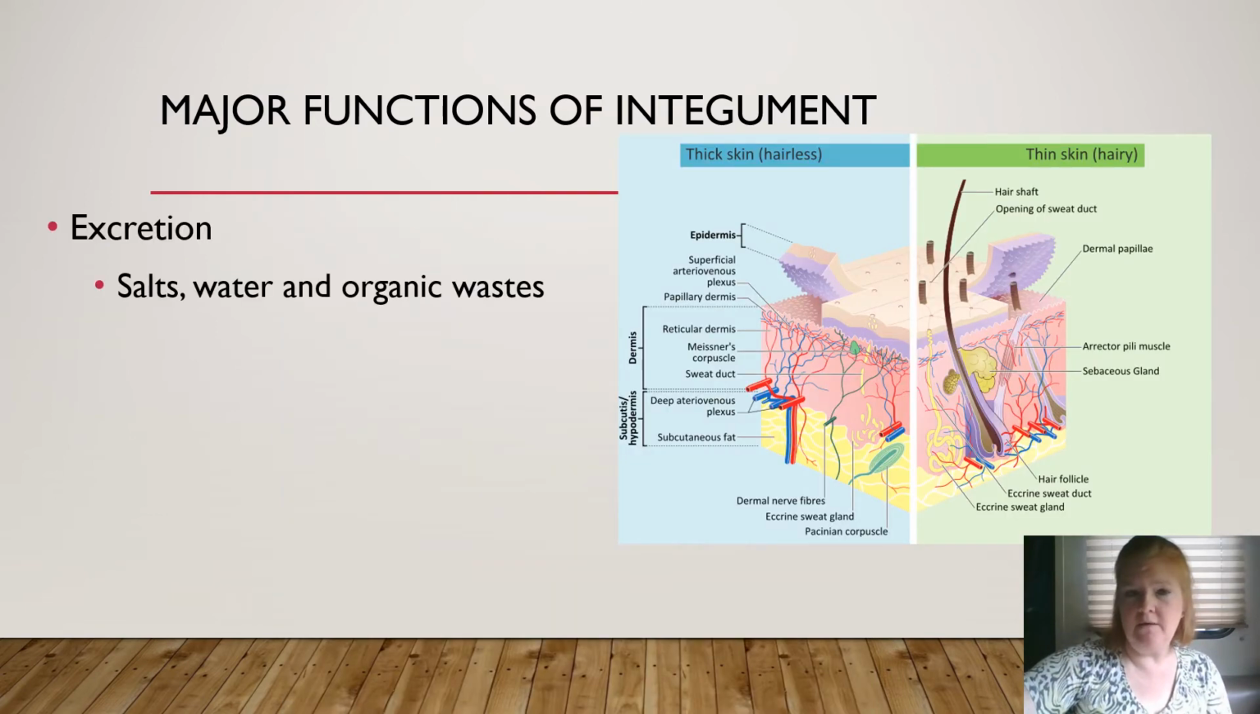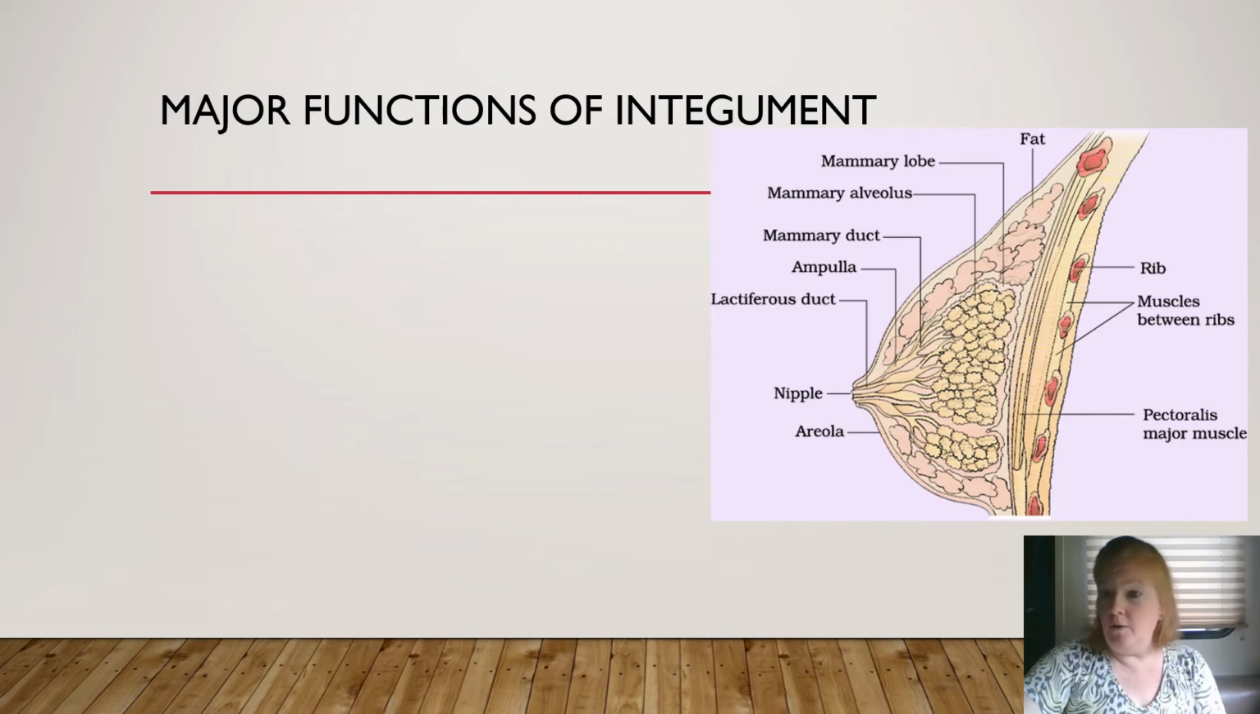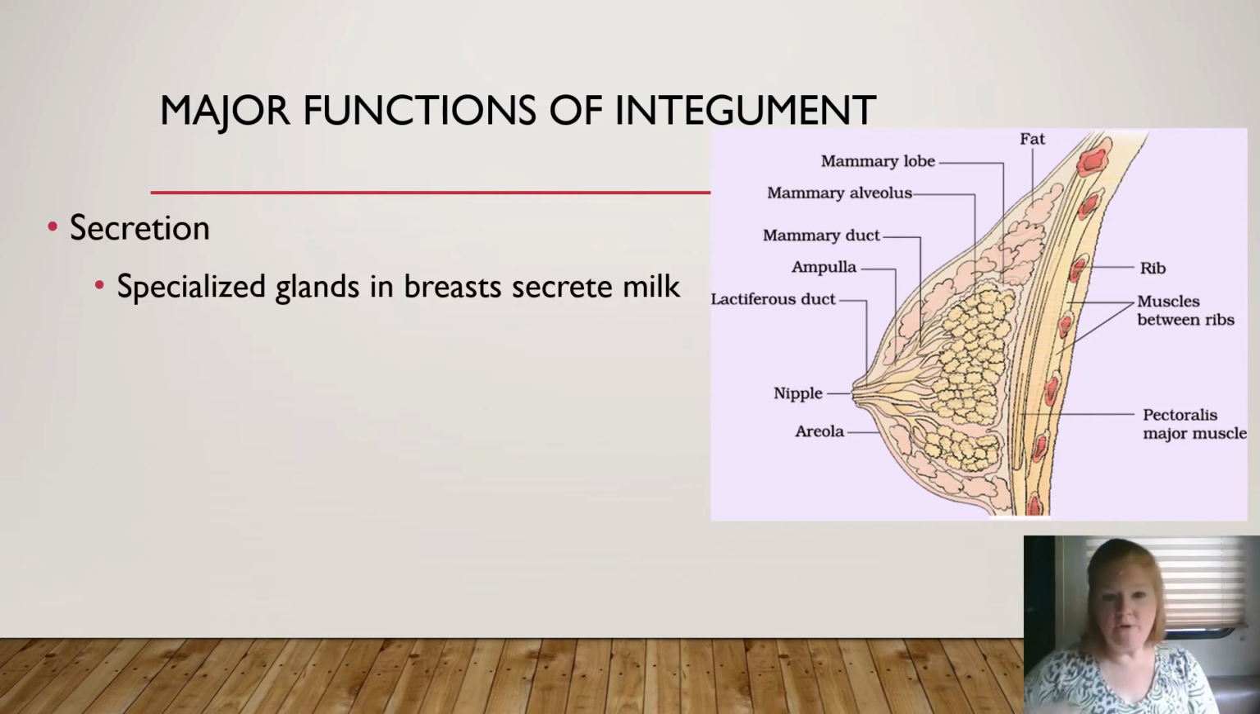Okay, what else? Well, excretion. Sweat is one example. It's salts, it's water, it's organic waste. We are secreting a lot through our integument. What else? Well, secretion. There are specialized glands in breasts that secrete milk.